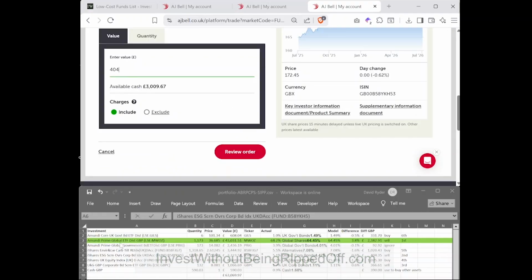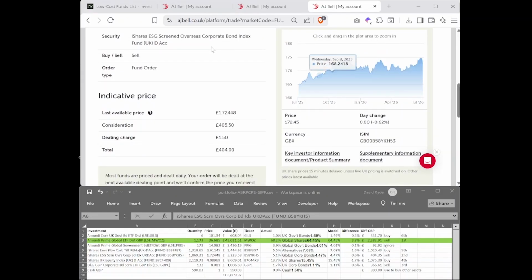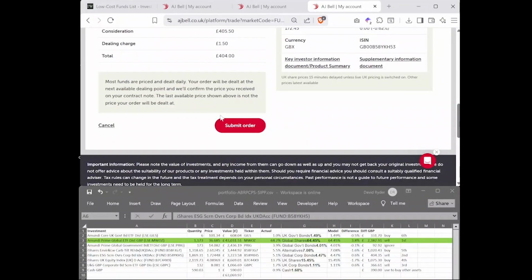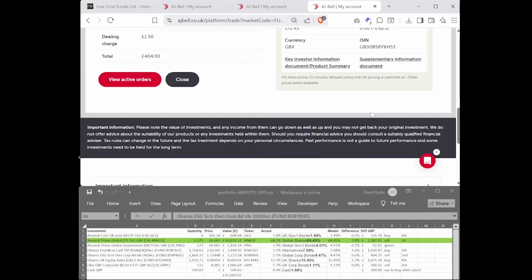Now it says review order as opposed to place deal, because it's a fund and they get pricing at the end of the day. So this one's probably going to take a couple of days to clear. So let's review the order and see what comes up. So it's a fund order to sell, £405, almost exactly the right amount. Dealing charge of £1.50, so it is exactly the right amount. That's perfect. I'm happy with that, so I'm going to submit that order. That one's going to take a couple of days to process, because it's a fund and funds get priced at the end of the day. A couple of business days, by the way.